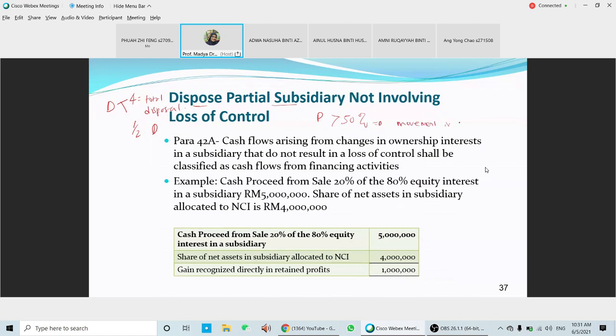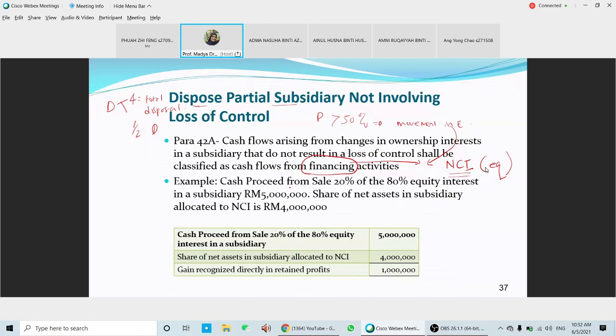Movement in equity. Okay, so the cash flow arising from changes in ownership interest in the subsidiary that do not result in the loss of control shall be classified under financing activities. Why is this one a financing activity? Once we have a movement in the equity here, it's going to involve your NCI. NCI is a part of your equity item, so you're going to put it under financing. This is the argument why we need to put it under financing, because it relates with the NCI.